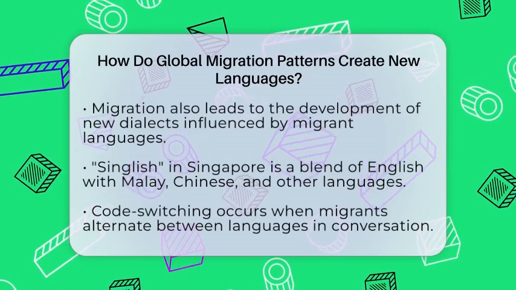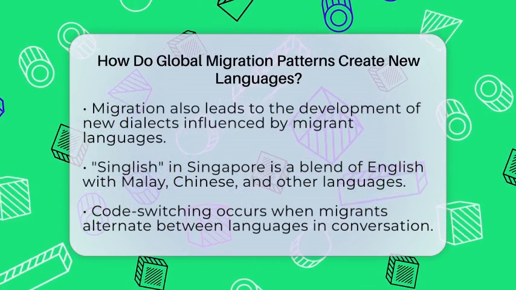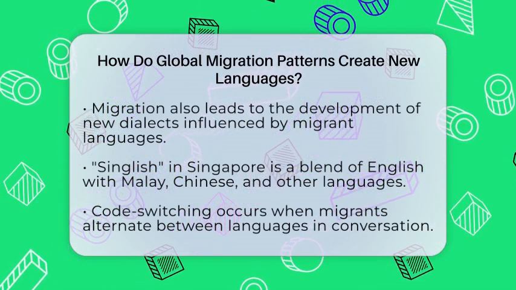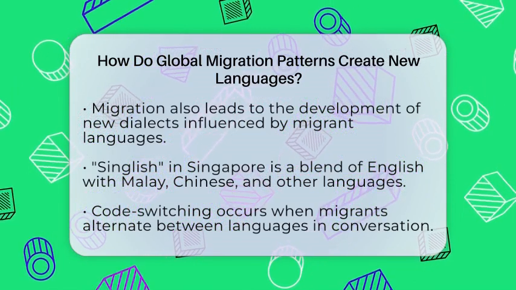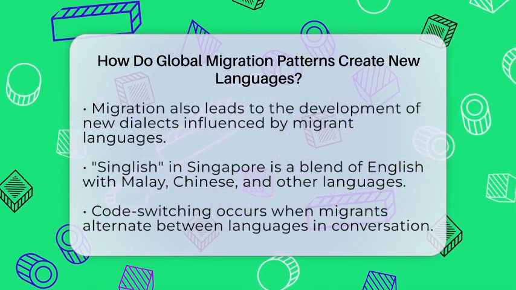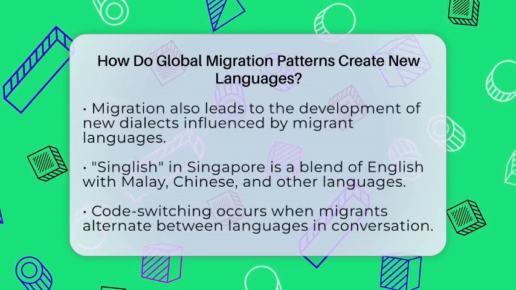Another interesting aspect is code switching. This is when migrants switch between languages or mix them in conversations. It reflects how people adapt their language use to different social situations. It also helps them maintain connections to their cultural identities.